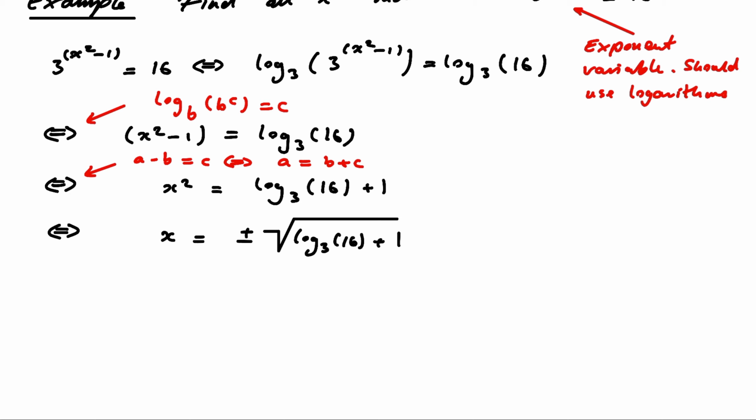Something as well it's worth saying is we can't really simplify this any further. This guy here, I mean, it's not like 16 is a nice power of 3. So this is a good example of something we know exists, but we can't be completely sure what it is, not by hand anyway. Can't really simplify.